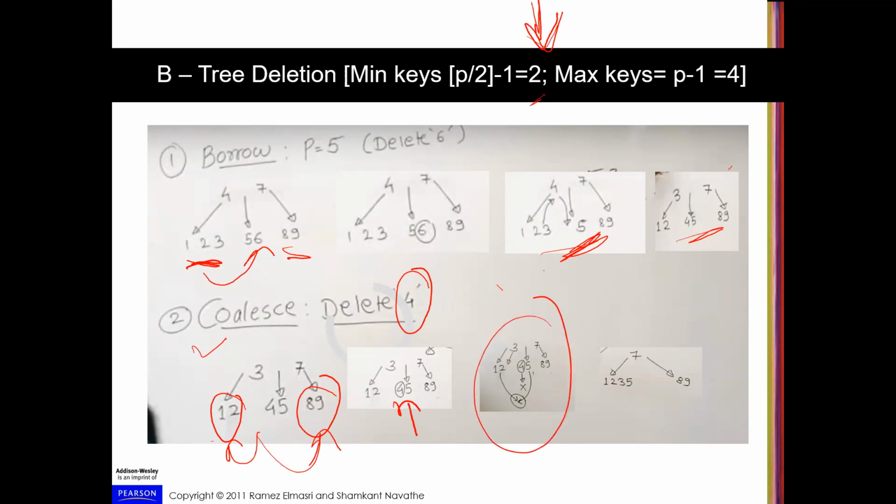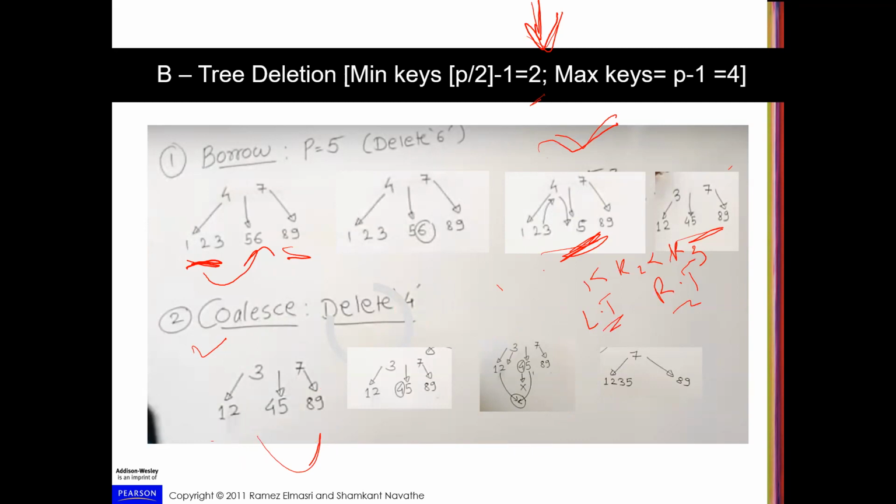While merging, we have to follow these steps of the B tree, which says key 1 should be less than key 2, less than key 3, the left tree should be less than the root, and the right tree should be greater than the root. So these things we have to follow. Now let's see how to do that. I'm making space to avoid confusion.